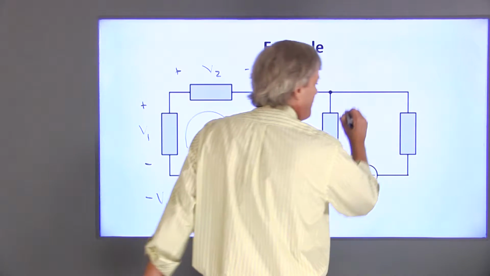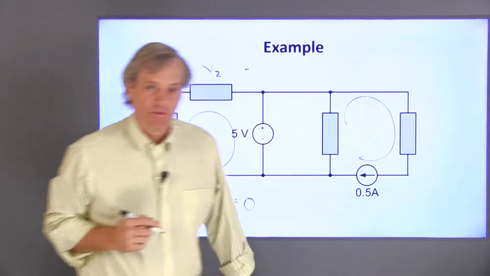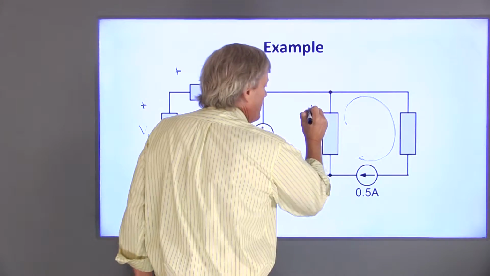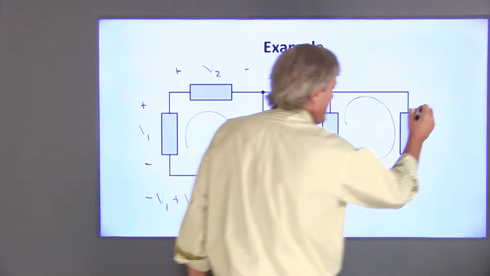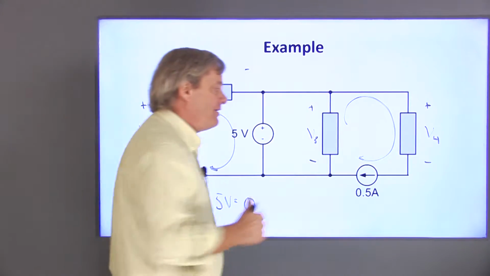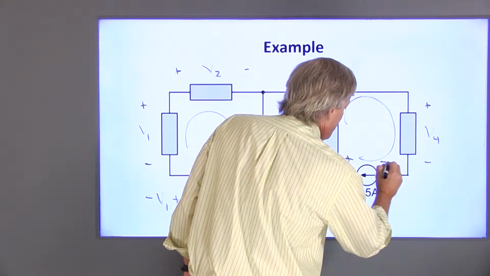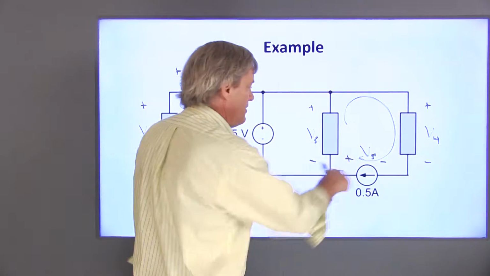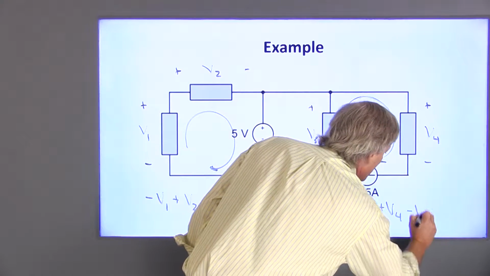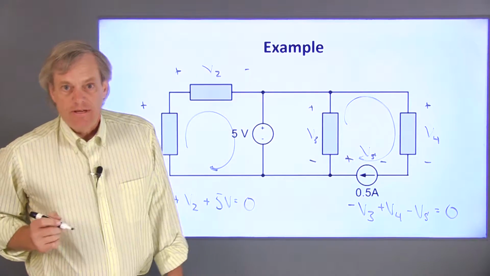Now let's look at this loop over here. If I do KVL around this loop, I also encounter three elements. So it doesn't look like any of those are going to be in parallel. Let's call this V3 and this V4 and do KVL to double check that. I don't know what the voltage is across a current source, so I'm going to define a voltage, V sub S, there, and now negative V3 plus V4 minus Vs is equal to 0, and none of those are necessarily the same.